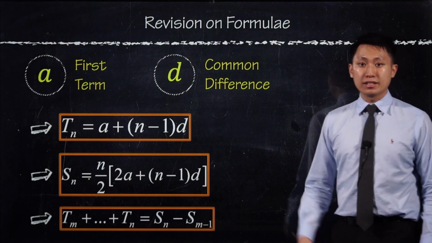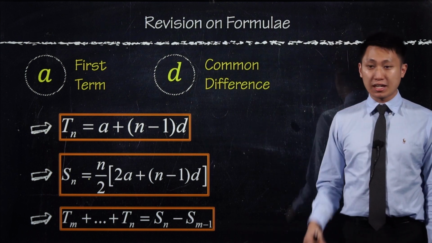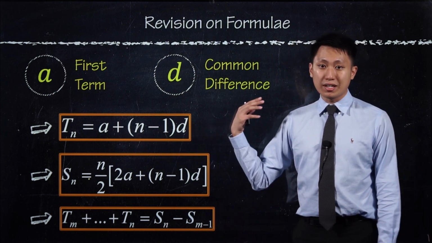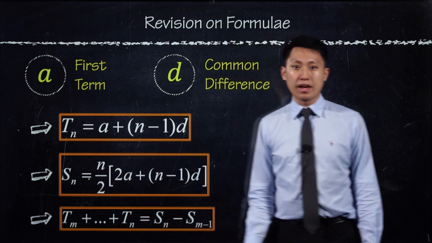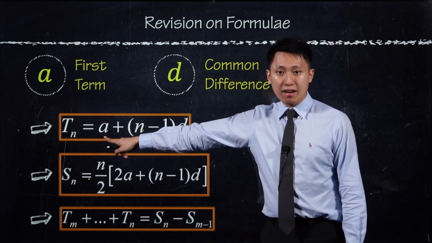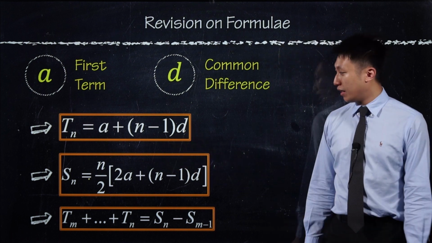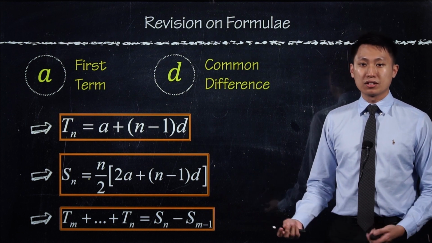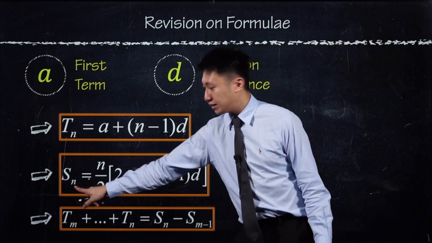First of all, it's a revision of formulas that you have learned in the previous class. First one is the n-term formula. So if you have to find the fifth term or sixth term, you substitute n equals 6, with a, remember, the first term, and d the common difference. And Sn means the sum of the first n terms. So let's say I want the sum of the first 10 terms, I'll be finding S10.